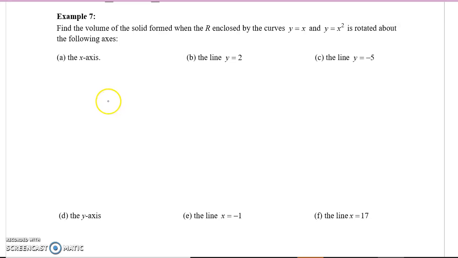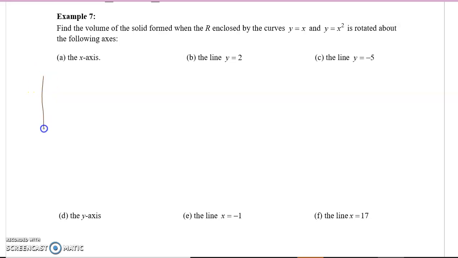This next series of examples takes the same region R, the region enclosed by y equals x and y equals x squared, and it just rotates that same region over different axes of revolution. And this will give us a nice chance to really solidify our understanding of this concept of the washer method.